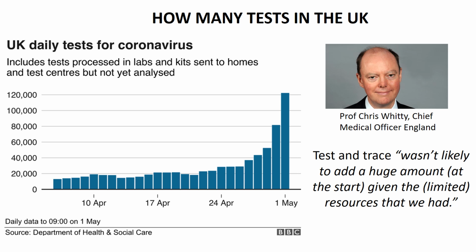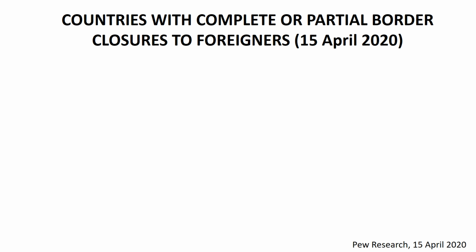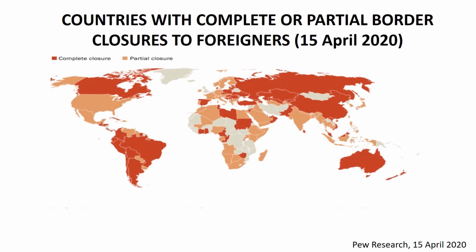In terms of the science, other countries that have done that have been incredibly successful. So let's look at countries that have implemented complete or partial border closures to foreigners. This data is from the 15th of April 2020. If you look here at a map of the world, those in red have got complete closure, those in orange, I suppose, have got partial closure, and those in grey aren't doing anything really. And this is the UK, which is in grey.